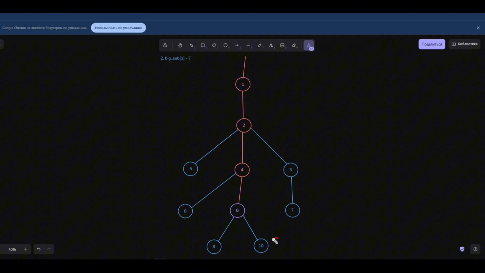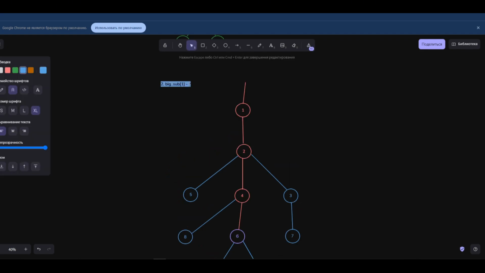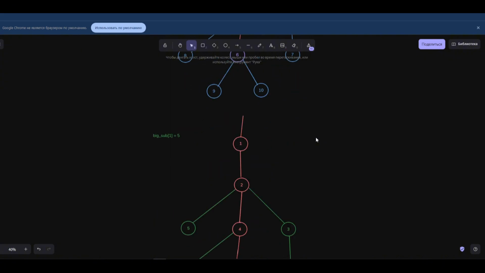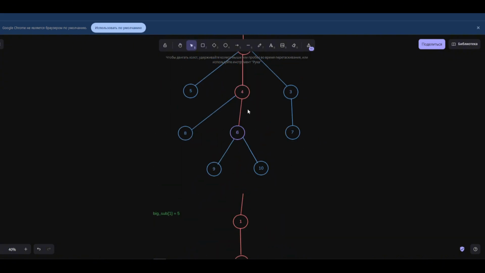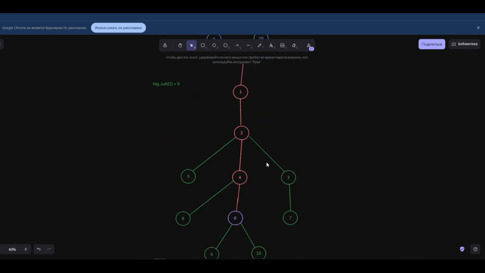If we don't tie in the 6, then it definitely won't be used in any way. So here's the answer. Here it will be 5. Basically, there was one way to choose the vertex for 1.